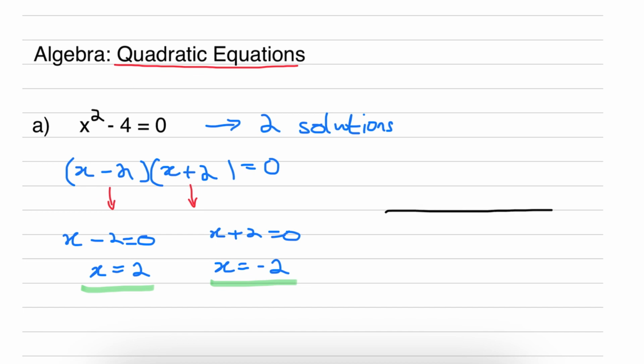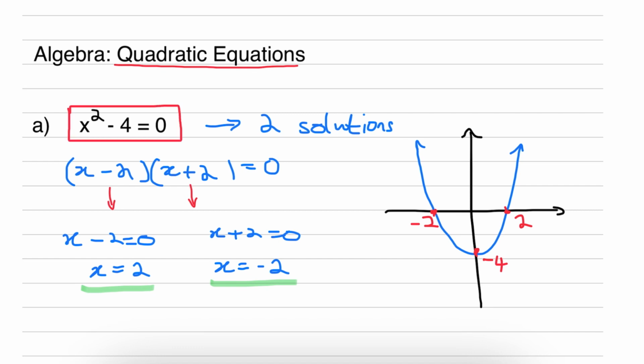Now it might even be useful to think of this as a function, okay? Where x squared is a parabola function, the minus 4 indicates that it goes 4 units down. So it should have a y-intercept here at negative 4. Then the solutions 2 and negative 2 are actually the x-intercepts of the function, or the roots of the function. Okay, so there you go. Sometimes it's helpful to think of these quadratic equations as functions. Okay, so that's it for our first question.